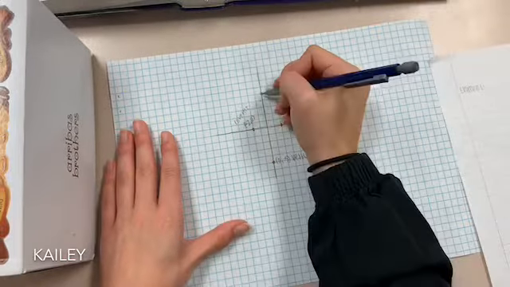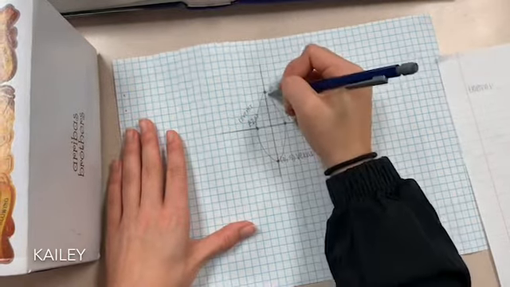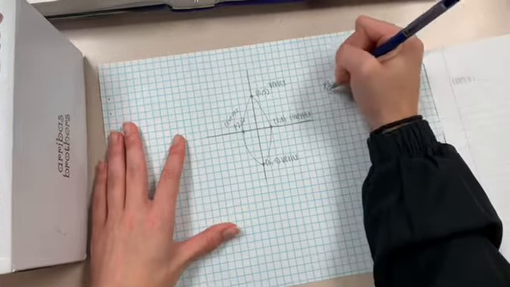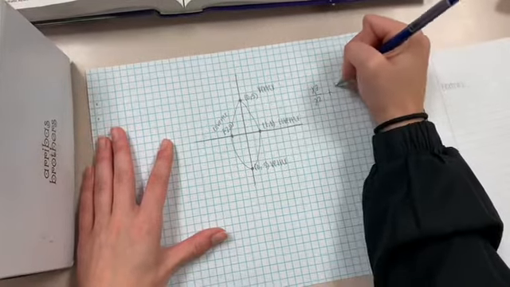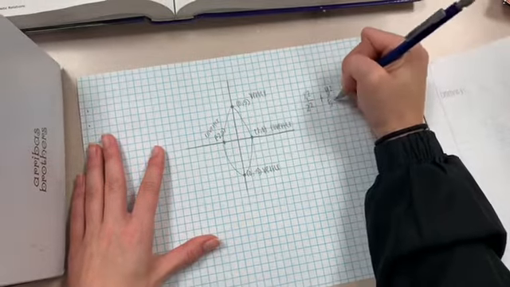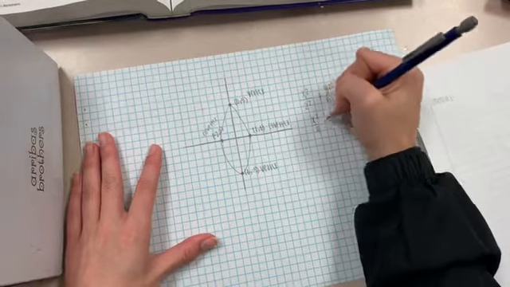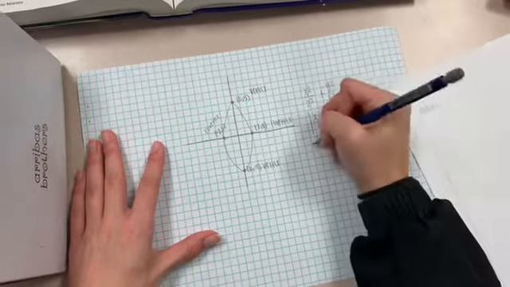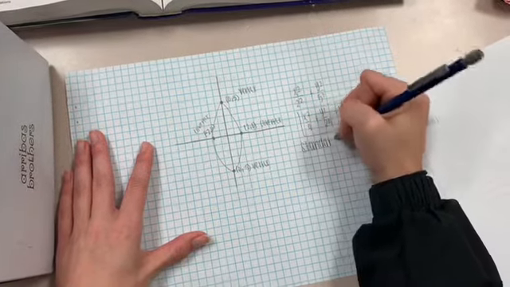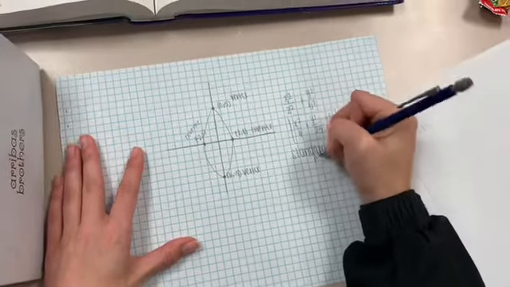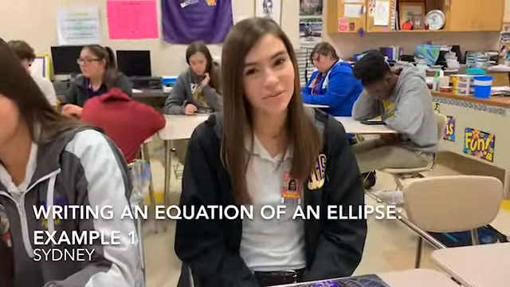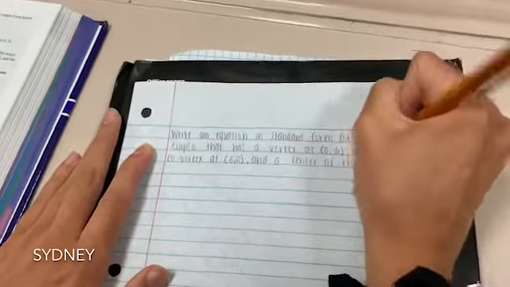When writing the equation of an ellipse in standard form, the equation is x squared over b squared plus y squared over a squared equals 1. So the equation for this ellipse would be x squared over 2 squared plus y squared over 5 squared equals 1. The simplified version would be x squared over 4 plus y squared over 25 equals 1. This is the equation of an ellipse in standard form. This is an example of writing an equation of an ellipse. Okay, now try this problem by yourself.